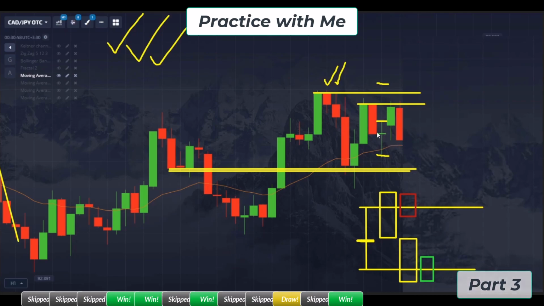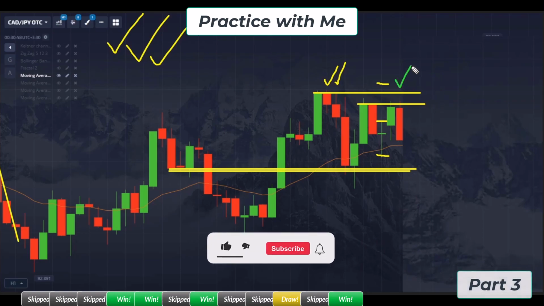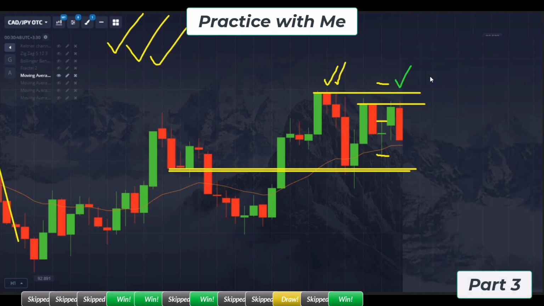Okay, so we have this break of the doji here. We have a seller's entry. So always remember this strategy and backtest it yourself. So I win this trade as well. And here we have a strong engulfing, and back to this doji range.